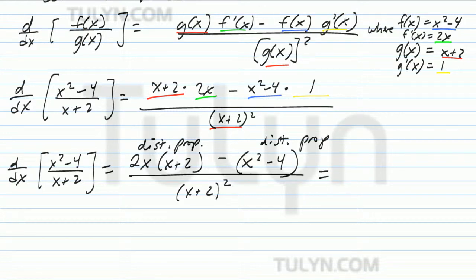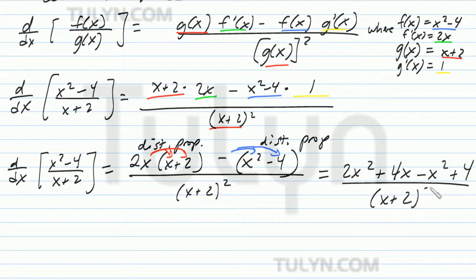So it'll be 2x times x, 2x times 2, and it'll be negative on the outside times this first term times the second term. So it'll be 2x squared plus 4x minus x squared, and I'm just going to go ahead and distribute it. So it's going to be minus x squared, negative times negative 4 is going to be positive 4, divided by x plus 2 squared.